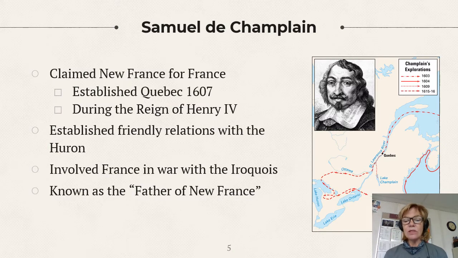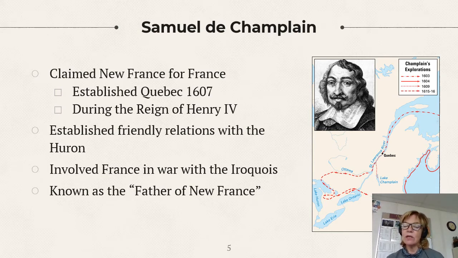All right, then there's this guy, Samuel de Champlain. He's known as the father of New France because he does, again, reinforce the claim of the territory for France there. And he establishes the city of Quebec in 1607. Now, that's the same date that the English established themselves at Jamestown. So they're kind of on par with one another. He also establishes friendly relations with the Huron, the Native American tribe that's dominant in that region, and they start a fur trade there too.